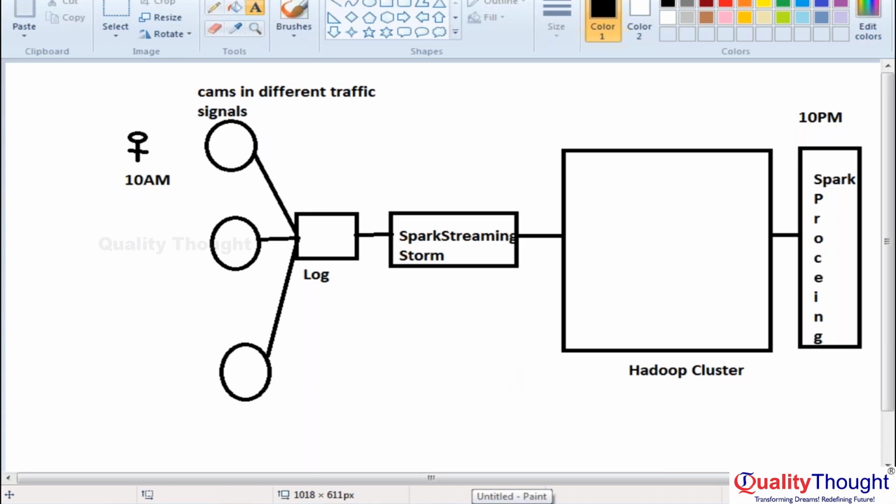Batch is useful in the previous application. Previously we discussed the web application, right? At the end of the day, we are running batch analytics. In batch analytics, we need a history of data.